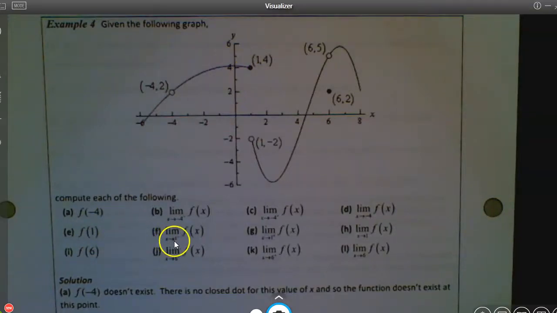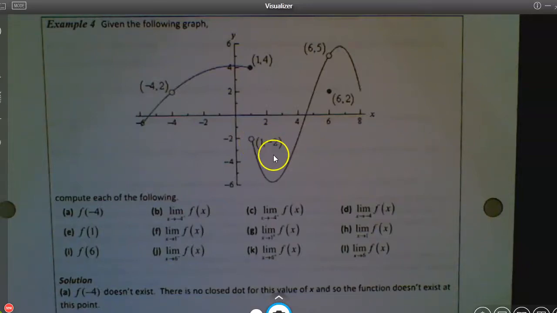What about as x approaches 1 from the left? As I look right here, as x approaches 1 from the left, I am approaching a y value of 4. So that would be my limit from the left. What about as x approaches 1 from the right? If I'm approaching 1 from the right side, I'm traveling along this curve because there is nothing beyond it here. As I approach 1 from the right side, you can see that I'm approaching a y value of -2. So the limit from the right side does exist.